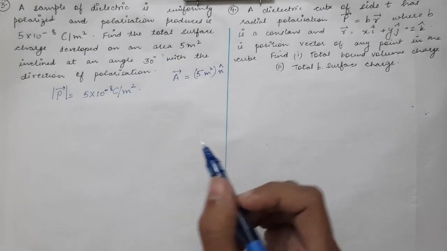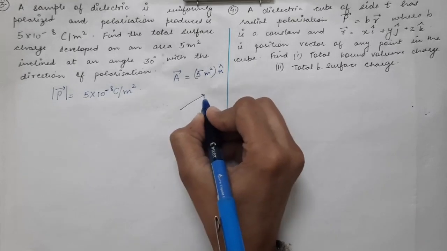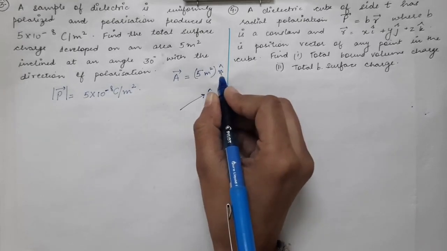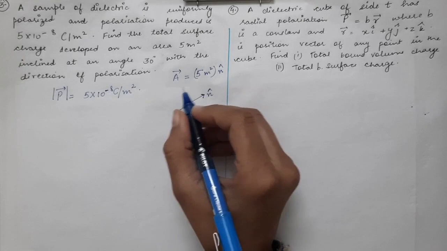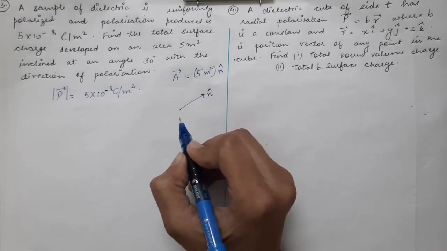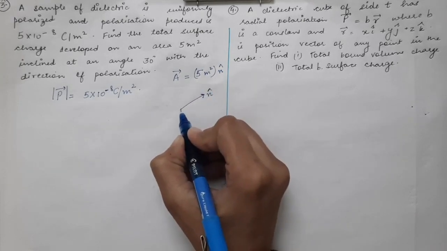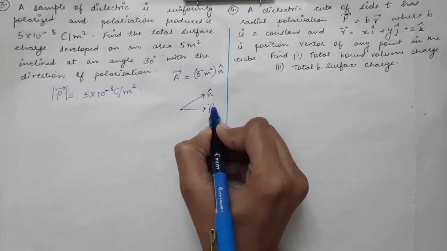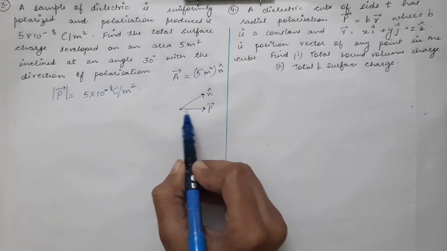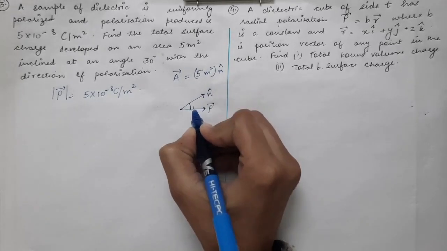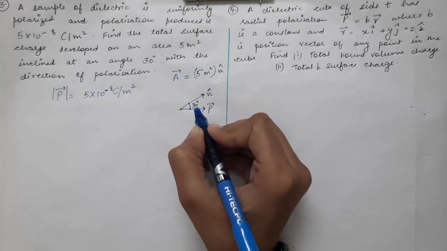We are given that the polarization and the area vector are inclined at 30 degrees. So let's say this is the area vector, this is the direction of n cap. N cap gives the direction of the area vector. And let's say this is the polarization vector, which has this direction. So the angle made between these two is 30 degrees.